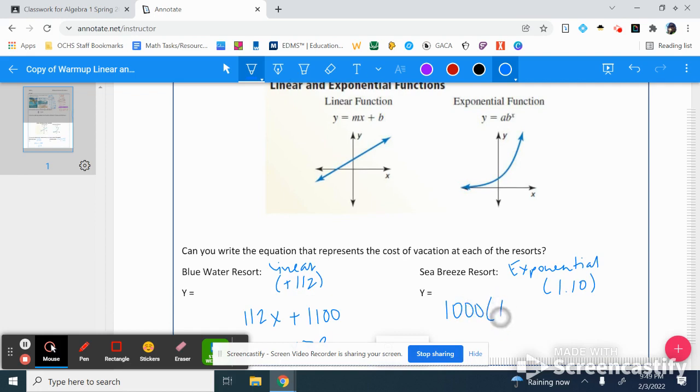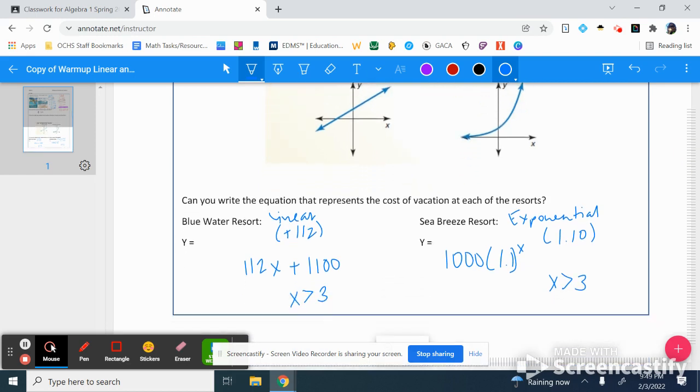And then I multiplied that by 1.1 every time. But again, remember that is for x values that are greater than 3, because I get those 3 nights, quote unquote, for free at the price that I have.